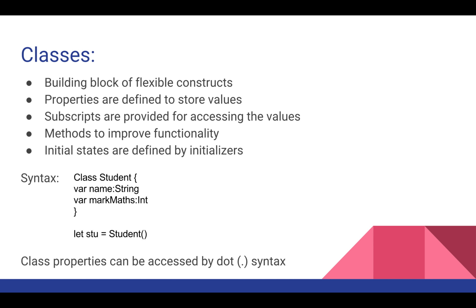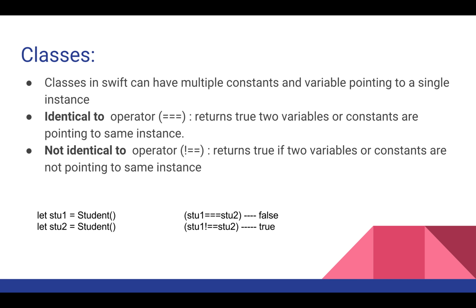Class is defined by using the class keyword. This, for example, is the syntax for defining a class. Class properties and methods are accessed using dot syntax. Class in Swift means multiple constants and variables, that is properties, pointing to a single instance. Class instances are always passed by reference. Identity operators are used to check the equality of two instances.